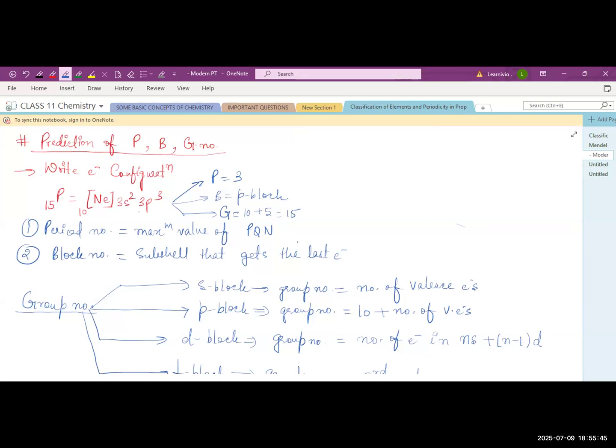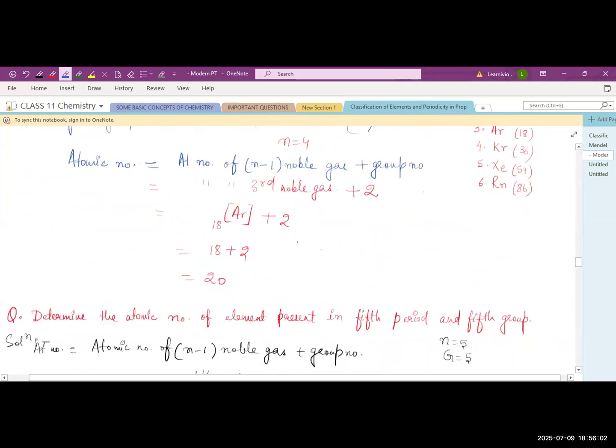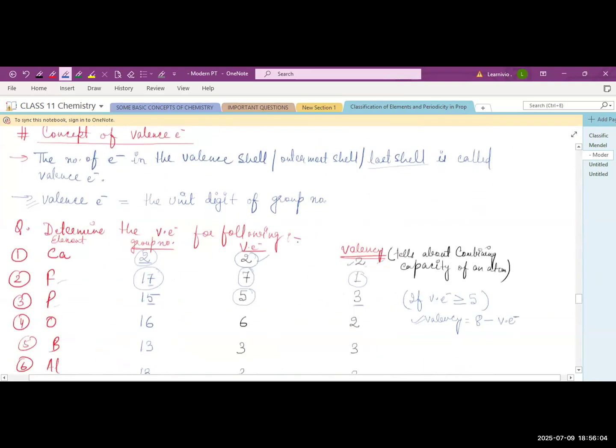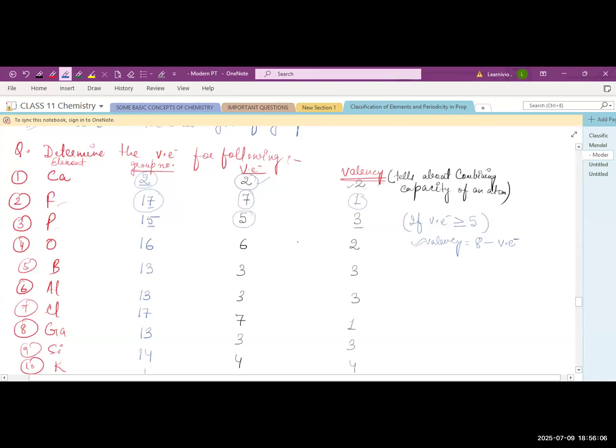अगर आपको वो नहीं पता होगा, कुछ basics अगर आपको नहीं पता होंगे, तो आप आगे further नहीं कर सकते, right? And if you know the atomic number, you can write down the electronic configuration. If you write down the electronic configuration, you can predict the period number, block number, group number, right? और अगर आप group number find कर लेते हो तो easily you can just tell what is the valence electron and what is the valency of that element.